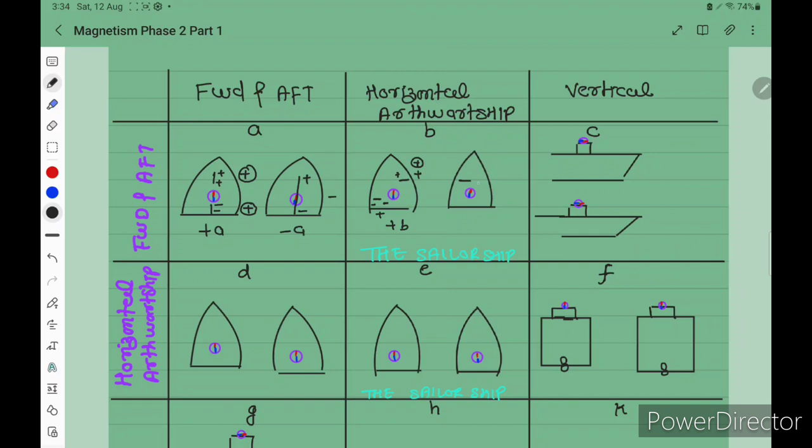Now let's discuss the opposite side. Forward side plus, port side minus, so plus minus minus. On this side, starboard side plus, and the back side, that means negative, so plus minus minus, so it will be minus B.